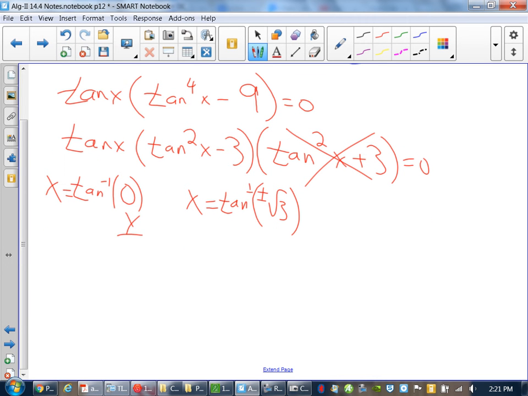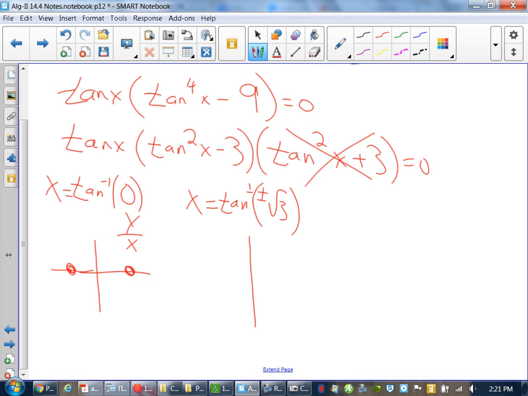Tangent is y over x, and this is what you guys were asking about earlier. In order for it to be y over x, and you get a 0, that means what has to be 0, the y or the x? The y. The y has to be equal to 0, so y equaling 0 is at 0 and at pi. All right? So you'd have 0 plus pi n, or 0 comma pi.